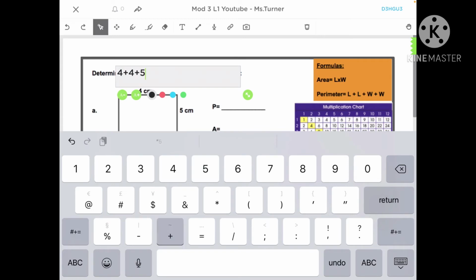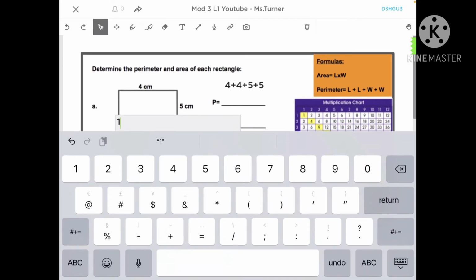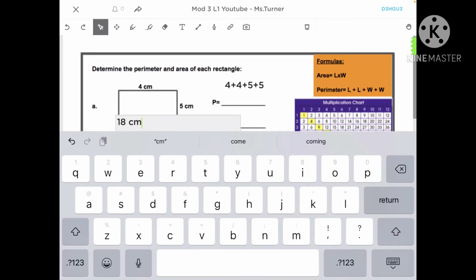Plus 4 plus 5 plus 5. And this will give me my perimeter. 4 plus 4 is 8. 5 plus 5 is 10. So my perimeter is 18 centimeters.